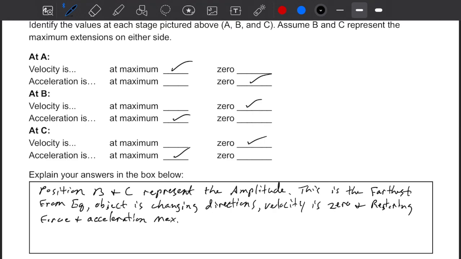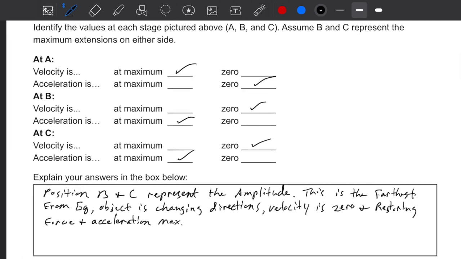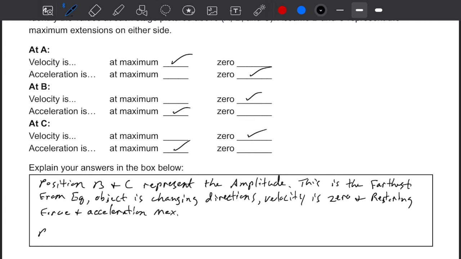At position A, you're at equilibrium. The restoring force would be 0. And the reason the restoring force is 0 is because you are where the system wants to be, equilibrium. You have been accelerating or speeding up until you got to that position, so that will be your maximum velocity. And as soon as you pass that position, your velocity will begin to slow down as it eventually turns around at amplitude.